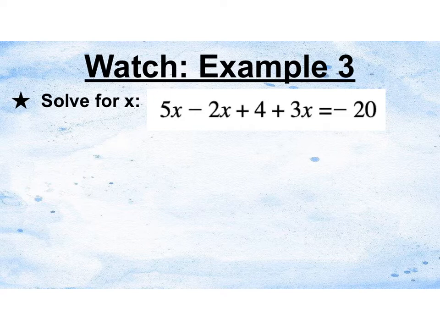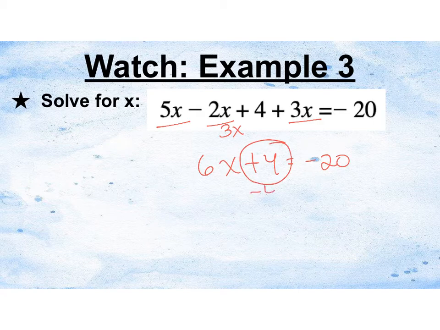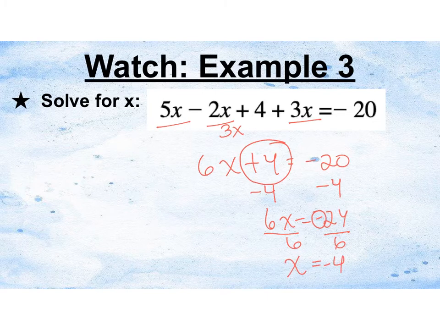Here we have some more x's. So the first thing we want to do is combine like terms. This one has an x, an x, and an x. So when I do 5x minus 2x, I'm going to get 3x. 3x plus 3x is on the same side. So I'm going to get 6x plus 4 equals negative 20. We happen to have another plus 4, so I'm going to subtract 4 from both sides, and I get 6x equals negative 24. Divide by 6. Don't drop that negative sign. My answer here is negative 4.